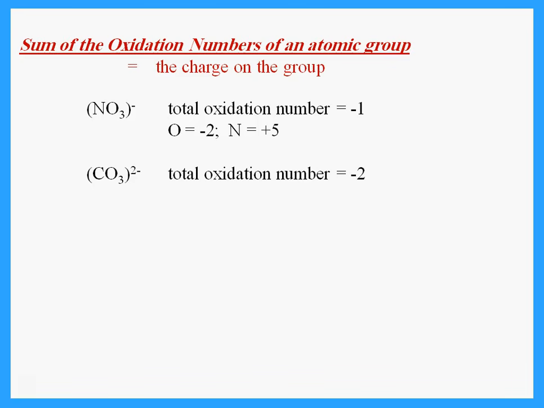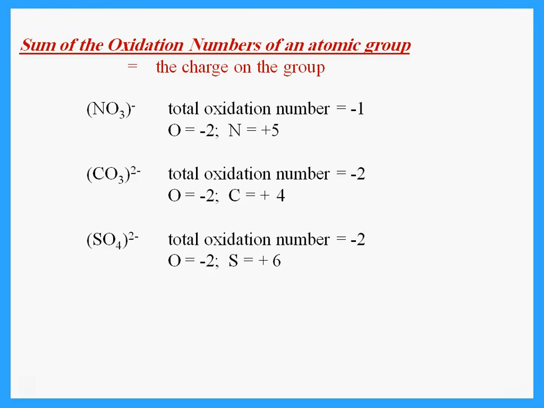Again, if I'm talking about carbonate, the total oxidation number for carbonate, remember the carbonate was CO3 2 minus, that means the total is -2. Now, the oxygen, each of them is -2. I have 3 of them, so that's -6. So again, the carbon has to be what? The carbon has to be +4, so that overall I have a 2 minus on the carbonate. The same for sulfate. The total oxidation number is -2. The oxygen, each of them is -2. I have 4 of them, that's -8. So the sulfur has to be +6 in order to have a total of -2.